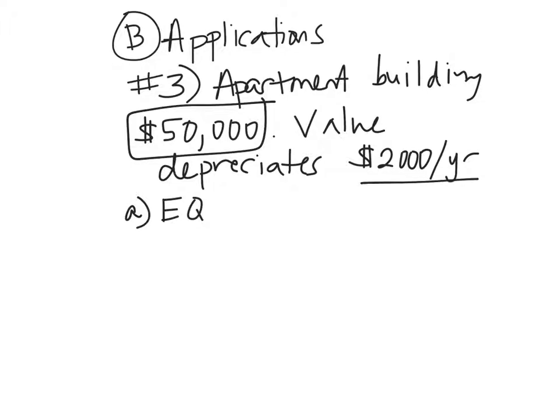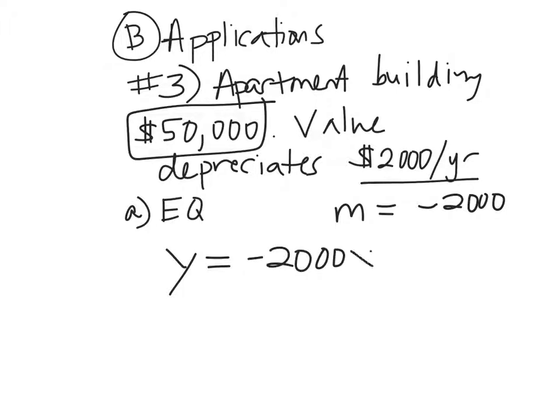That's the rate that it's changing, except for it should be what? Negative. Very good. So you already have everything you need, right? It's a pretty easy one. You've got the slope, you've got the y-intercept. Let's put it into slope-intercept form. So I've got y equals negative 2,000x plus 50,000. Okay, so first thing, just write an equation.